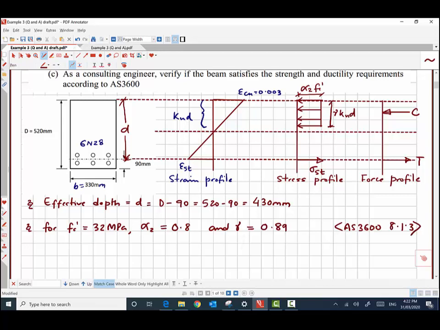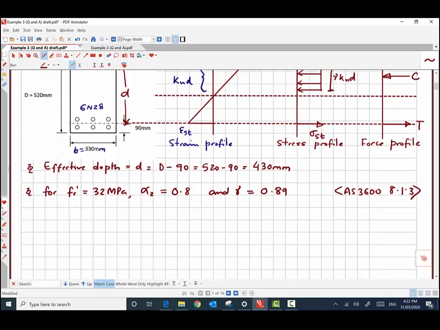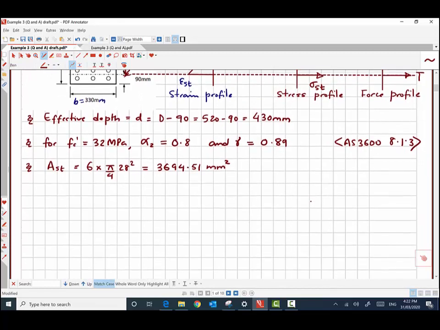Now we have 6 steel here, so 6 steel of N28 bars, so that means the total area of steel is 6 times the area of a 28 millimeter bar. So that means it comes out to be as you can see here, this beam is quite heavily reinforced, so there is quite a lot of reinforcement at the bottom in the tension side.